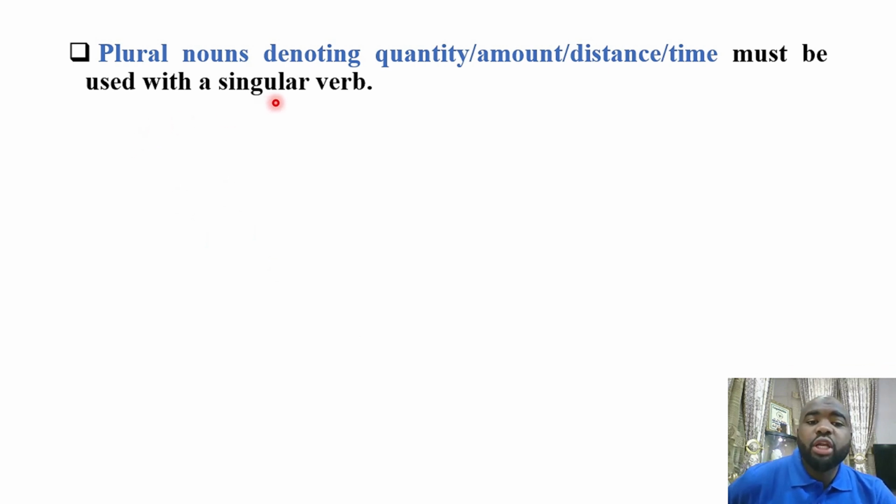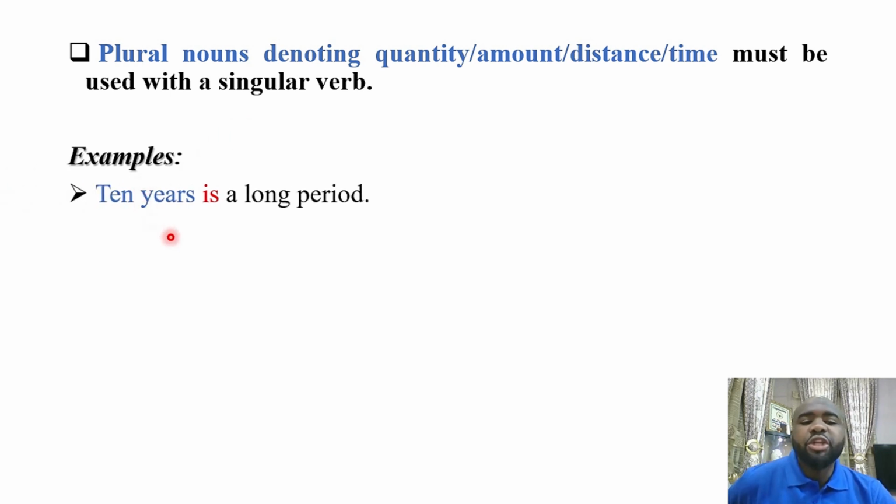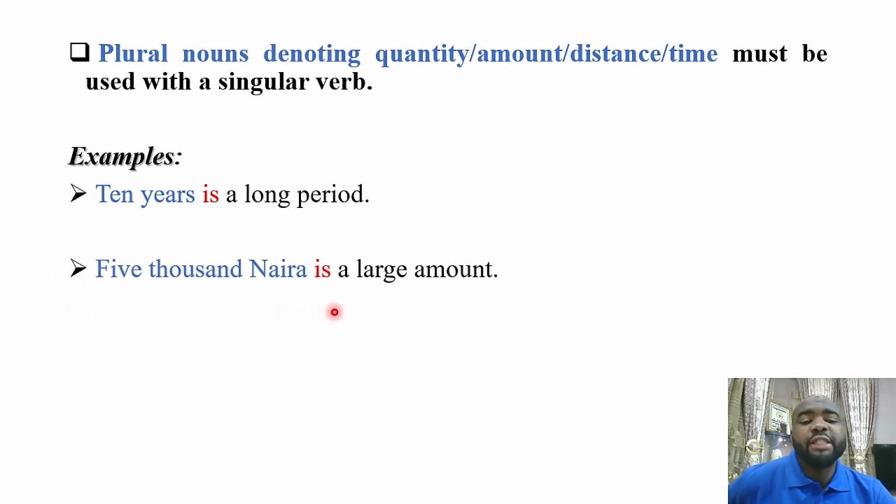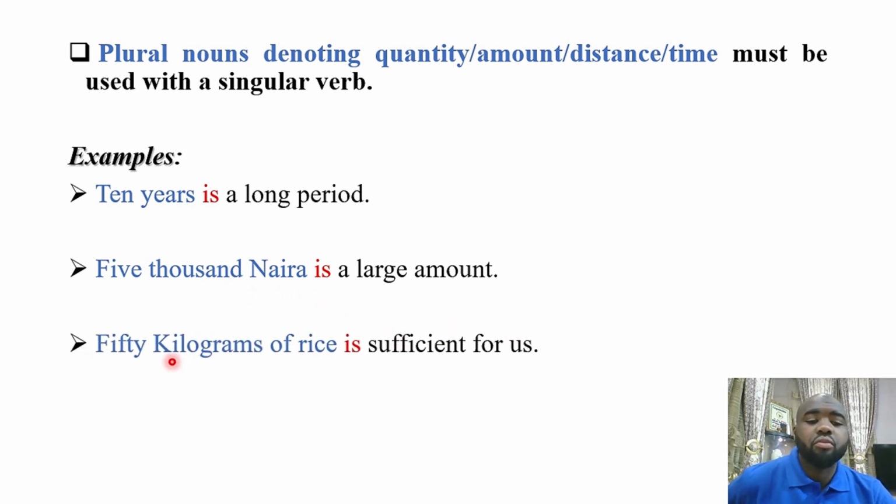Now, plural nouns denoting quantity, amount, distance, time must be used with a singular verb. Example, 10 years is a long period. You see, now we have 10 years. We can't say 10 years are a long period. No, 10 years is a long period. 5,000 naira is a large amount of money. We can't say 5,000 naira are a large amount. No. 5,000 naira is a large amount of money, correct? 50 kilograms of rice is sufficient for us, all right?